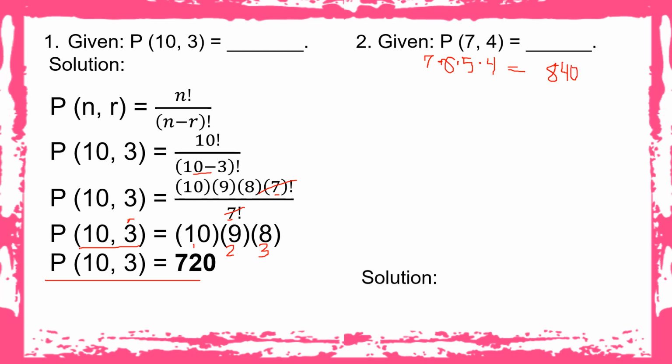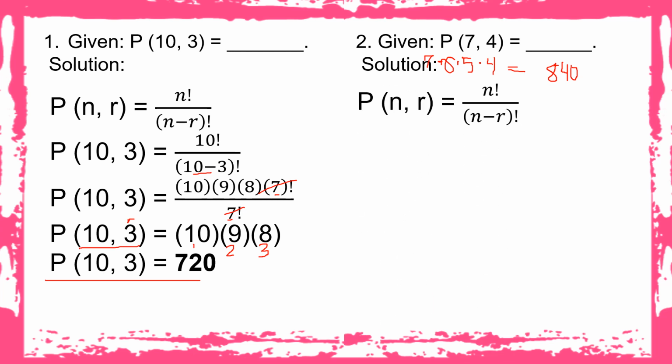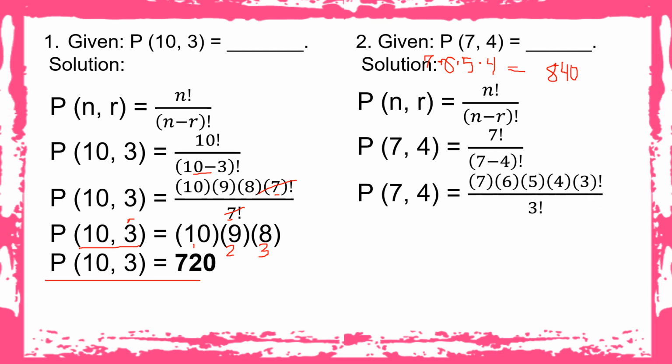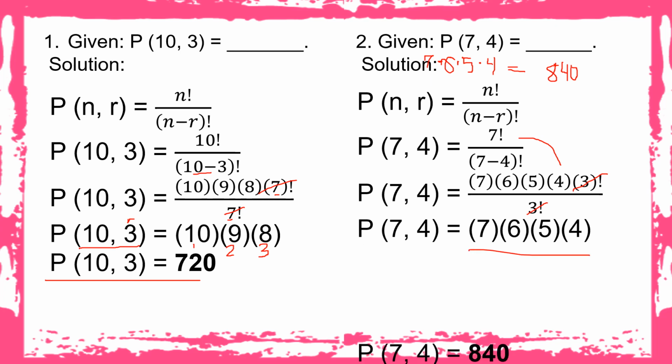But this time, let us have our solution if we are going to use the formula of permutation. So by substitution, we can now have here 7 factorial over 7 minus 4 factorial, and 7 minus 4 factorial is equal to 3 factorial. So simplify 7 factorial. So this is 7 times 6 times 5 times 4 times 3 factorial. I end up with the 3 factorial because the denominator is 3 factorial. So we can cancel 3 factorial and 3 factorial. So we can now have 7 times 6 times 5 times 4.